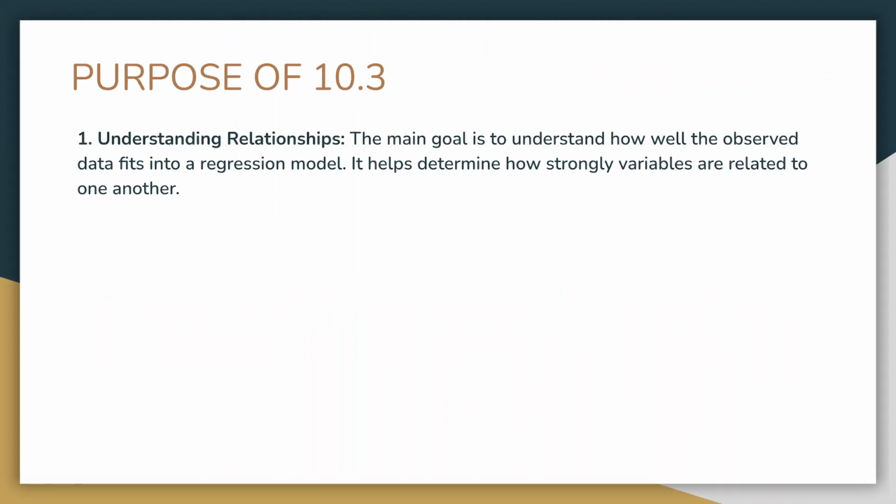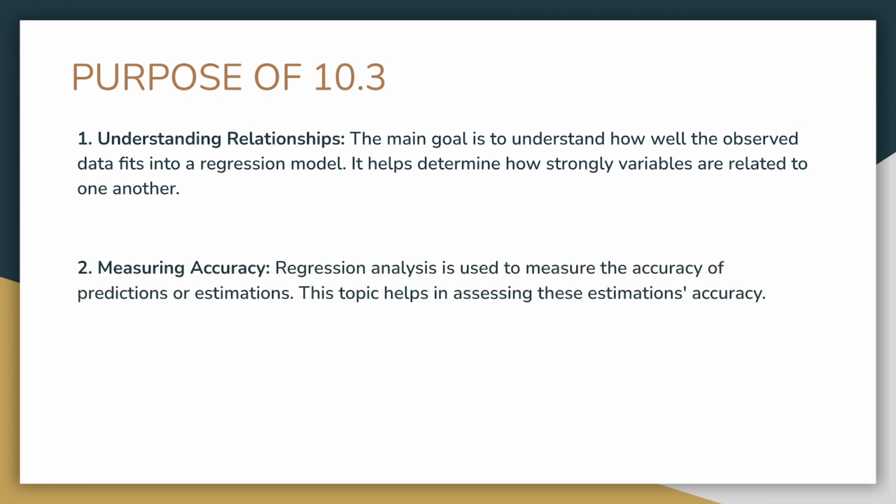Purpose of section 10.3. Understanding relationships. The main goal is to understand how well the observed data fits into a regression model. It helps determine how strongly variables are related to one another.